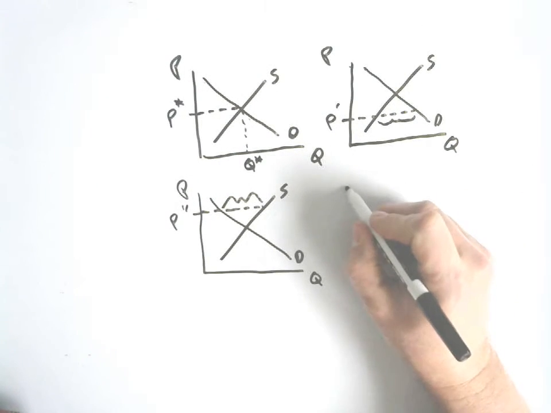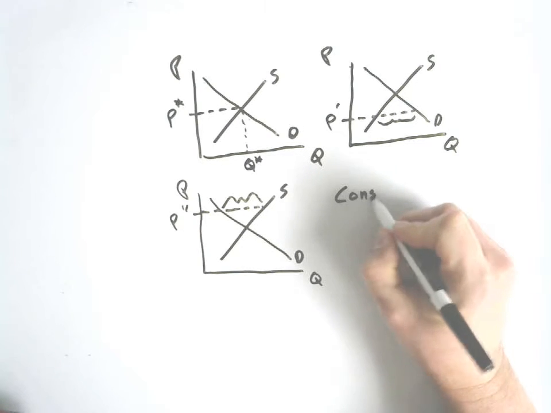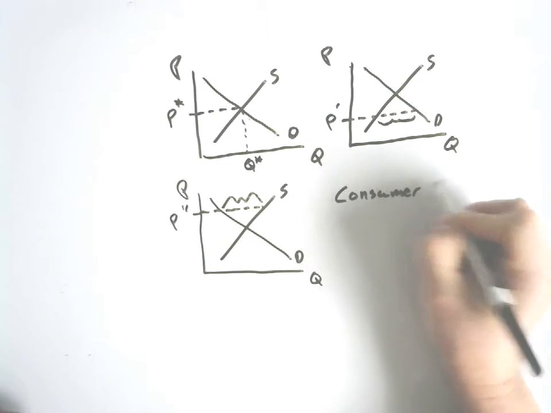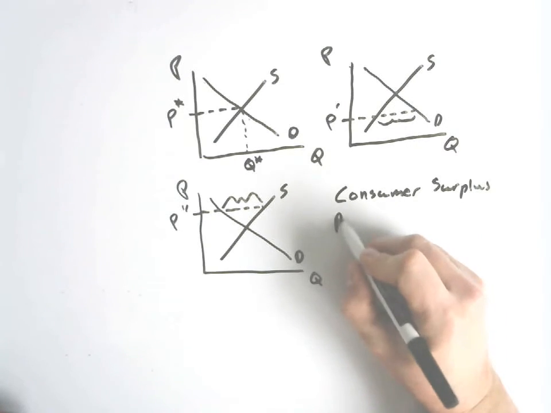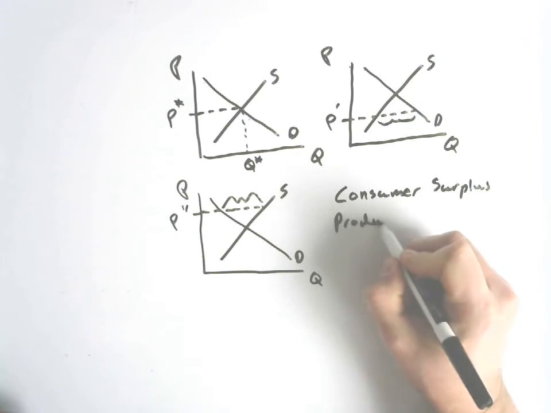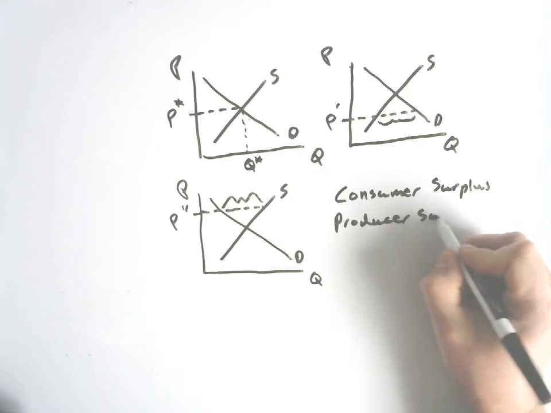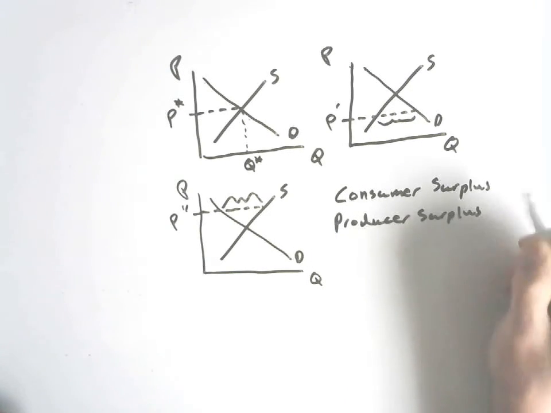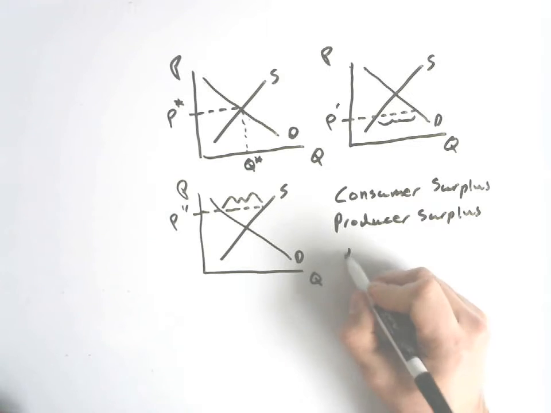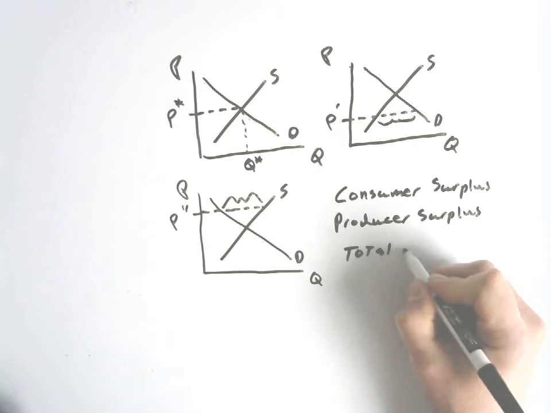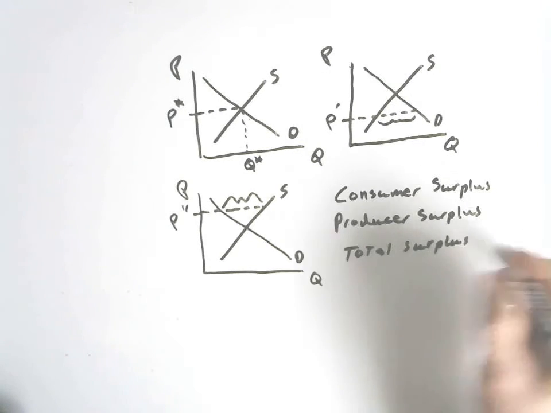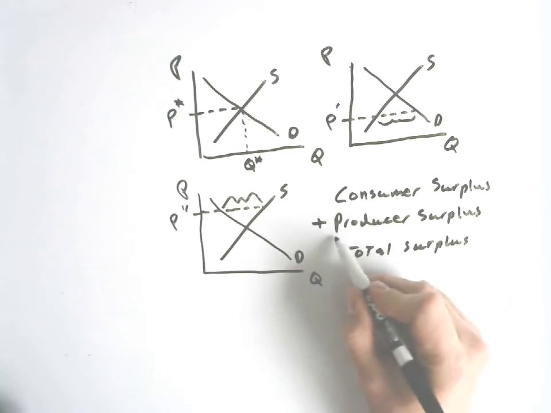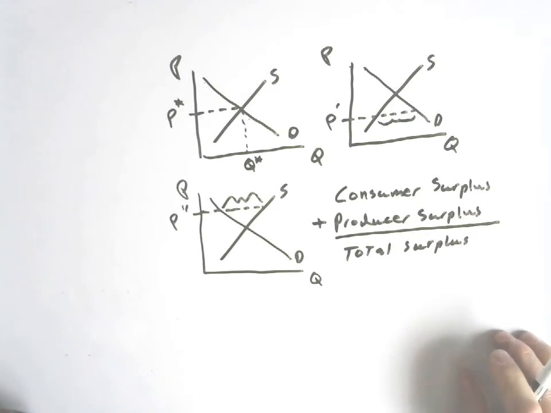And in order to do that, we have to bring in three concepts. The concept of consumer surplus, producer surplus, and finally total surplus. Total surplus is the sum of producer and consumer surplus. Add those two together, we get total surplus.